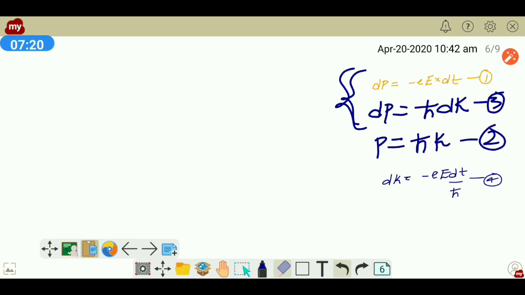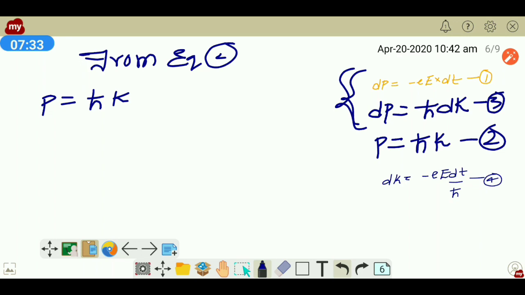Now, from the second equation, equation 2, P equals h cross k. What is P? It is the momentum, which can be defined as the product of mass and velocity. And what is this mass? Is it the direct mass or the effective mass of the electron? It is the effective mass of the electron, which keeps changing and is not constant, right? So it is represented with m star. m star into velocity equals h cross k.